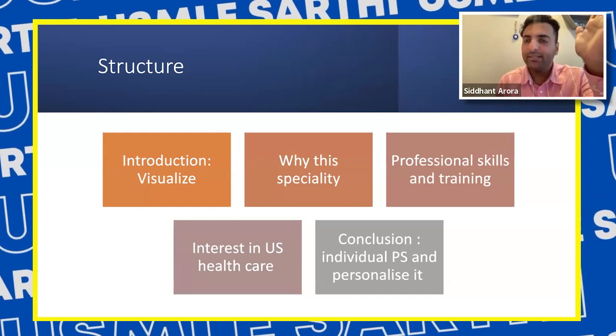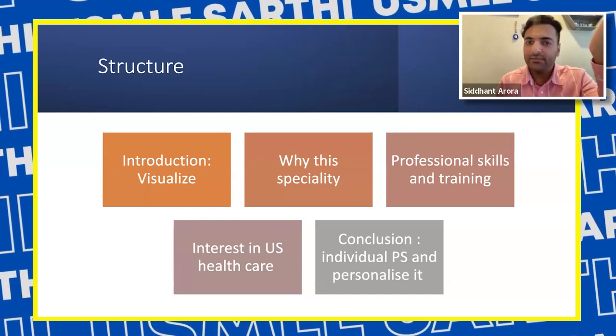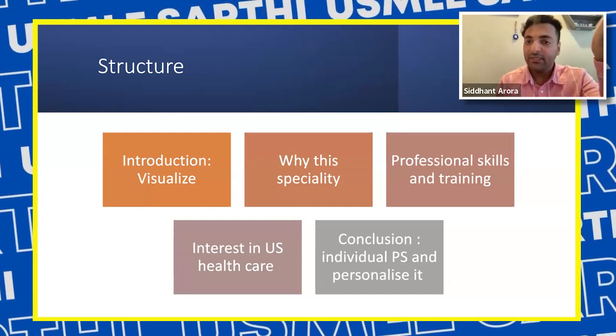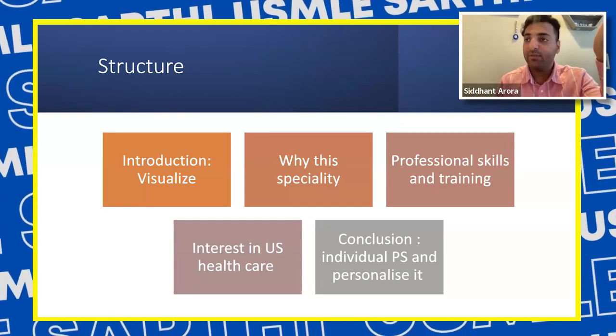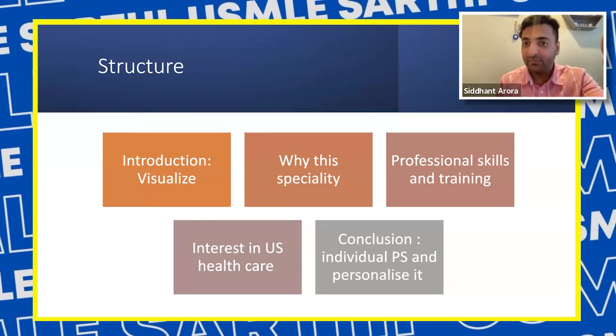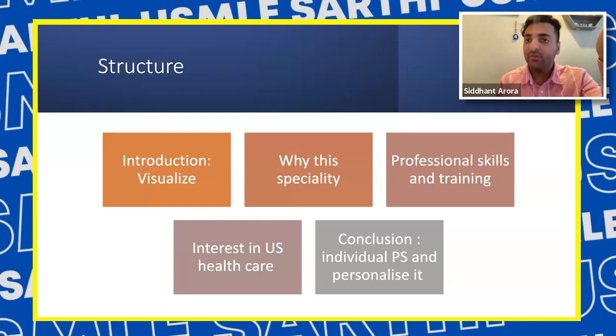Why I want to do medicine, why I thought about doing this, why I want to do this specialty. I made that decision, I want to do this specialty. What did I do in my life to make sure that I back it up? What skills do you bring to the table?